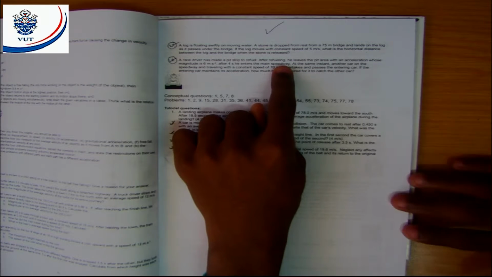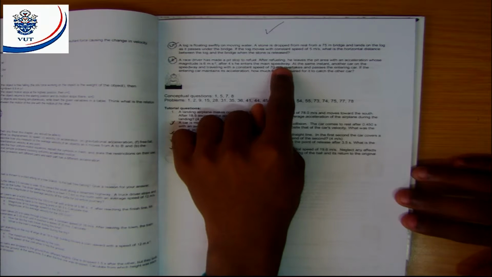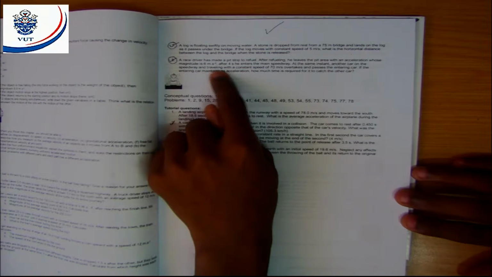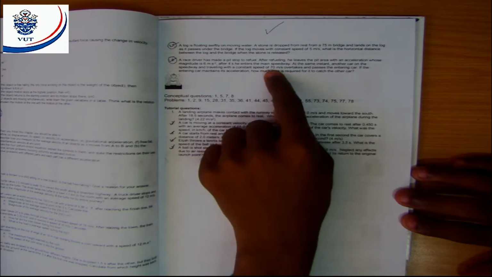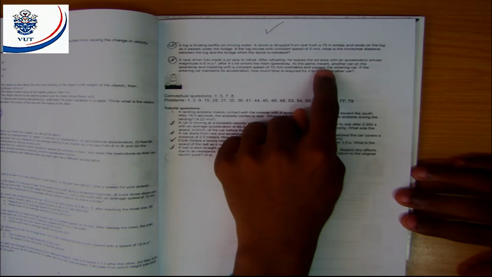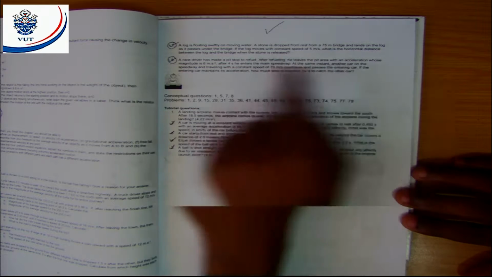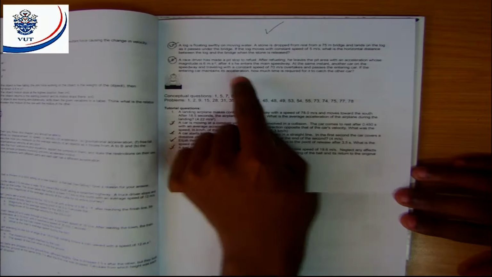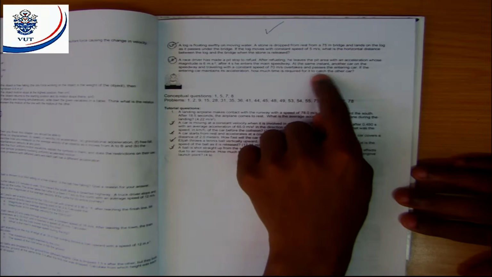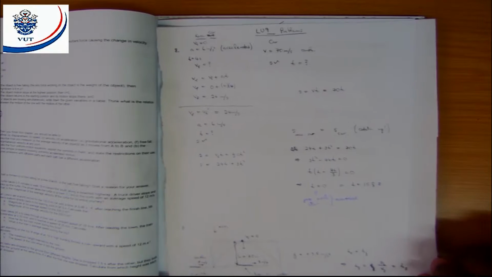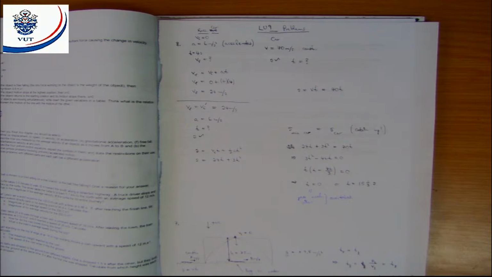So yeah, this is a normal racetrack. And then at the same instant, another car on the speedway traveling with a constant speed of 70 meters per second overtakes and passes the entering car. If the entering car maintains its acceleration, how much time is required for it to catch the other car? I have already solved this problem, so my solution is over here, but let's just briefly discuss it.